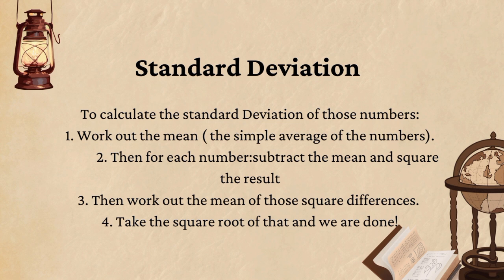numbers. Second, then, for each number, subtract the mean and square the result. Third, then work out the mean of those square differences. And last, take the square root of that and we are done.